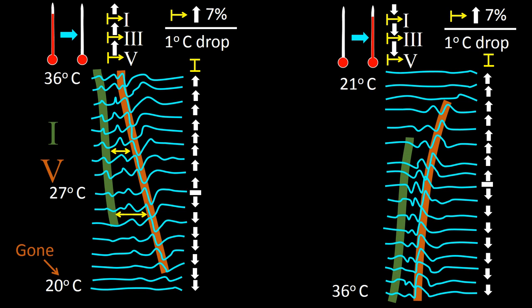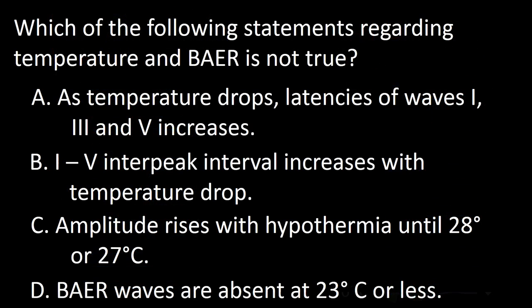Rewarming produces the same changes but in the opposite direction. As the temperature goes from 21 to 28, the amplitude increases. After about 28 degrees centigrade, that is from 28 to 36 degrees centigrade, the amplitude decreases. The changes in latency can be summarized as a correction from those present during the production of hypothermia. So the answer to this question is D.